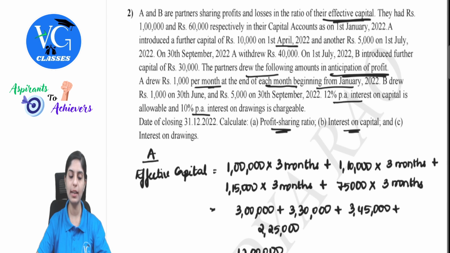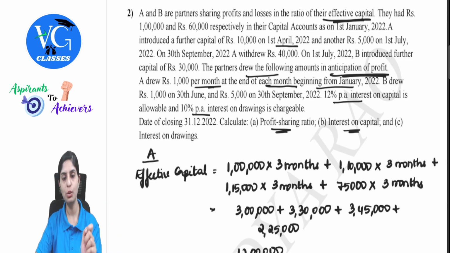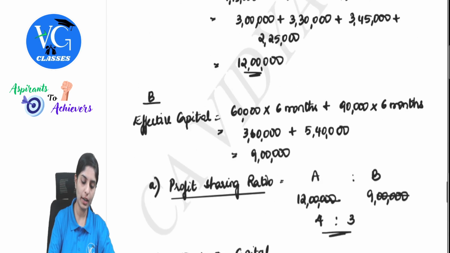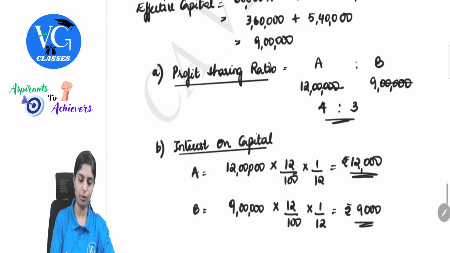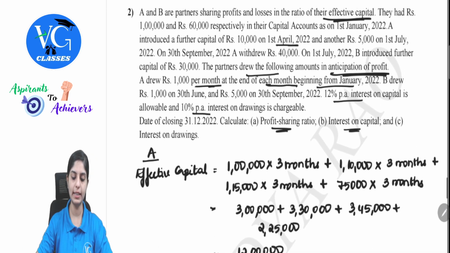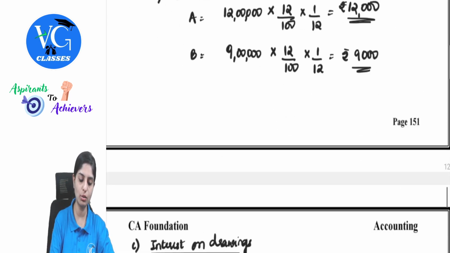So what was the formula there? Total drawings into rate by 100 into average period divided by 12. So for A, average period method, total drawings, they are drawing it at the beginning from Jan. So there are total 12 months which is drawn even though it is end of each month. So 1,000 into 12.